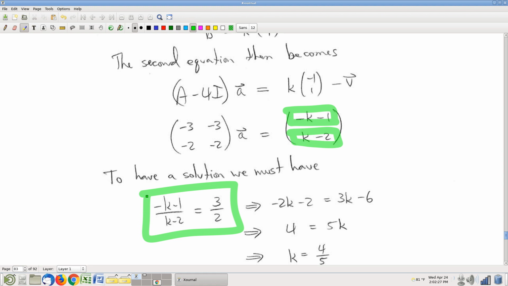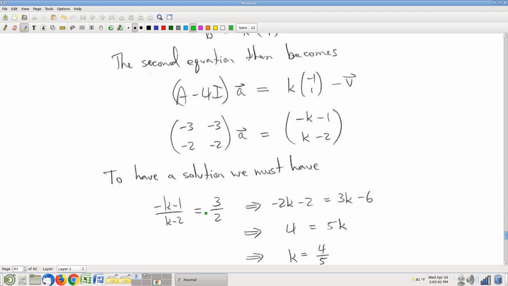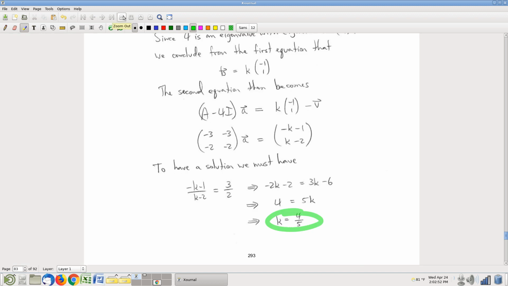Okay, let me take a pause here before I go on. Is everybody okay with my assertion that this must be true if there's going to be a solution? Okay. All right. And now it's easy algebra, right? You cross multiply and solve for k, and there you go. k is 4/5. Once you know k is 4/5, that tells you what b is.